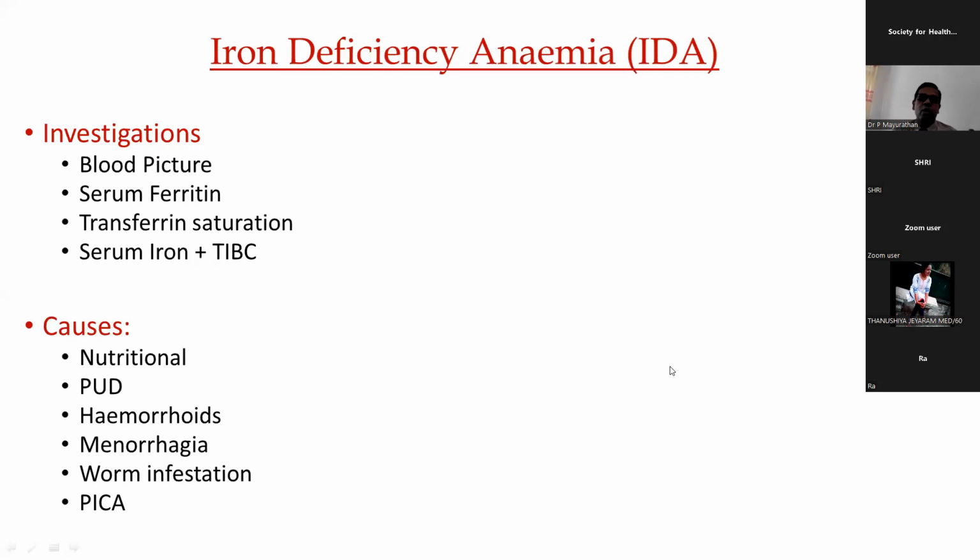Then you know the common causes for iron deficiency. Maybe nutritional, chronic blood loss, maybe due to peptic ulcer disease or hemorrhoids. Some other common cause among young females is anorexia. And still we are having a significant number of patients with worm infestation. And sometimes pica is also common in some parts of Sri Lanka, because of traditional issues and all. So you have to go through the causes.